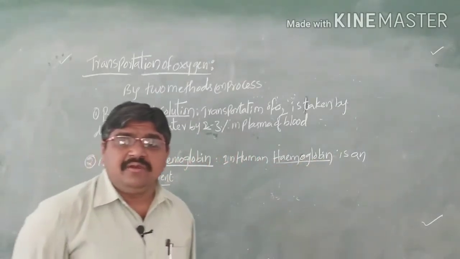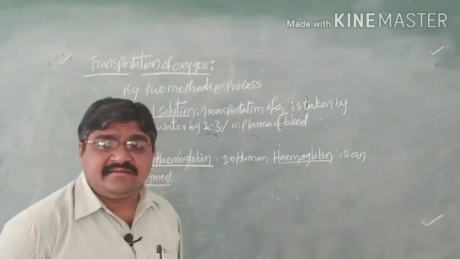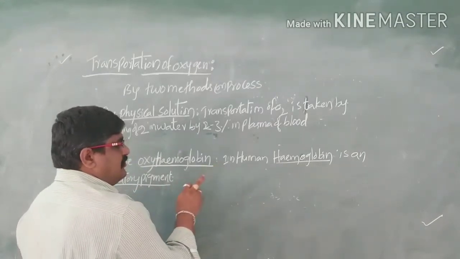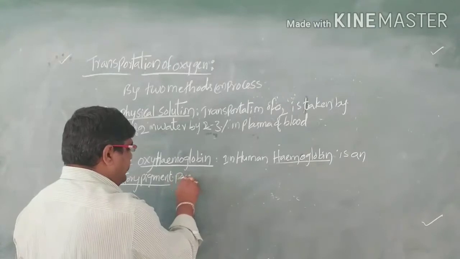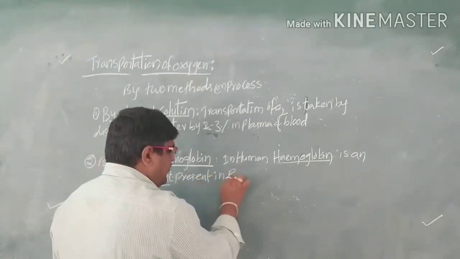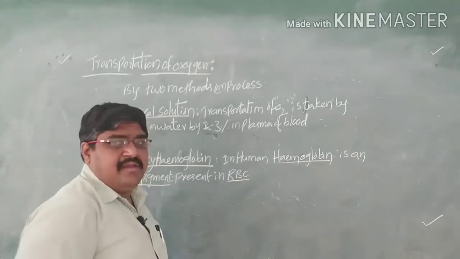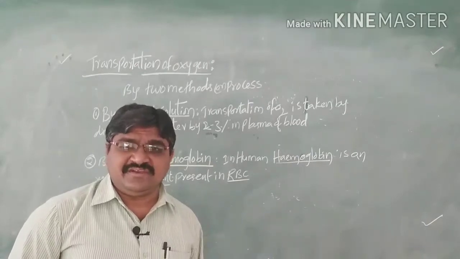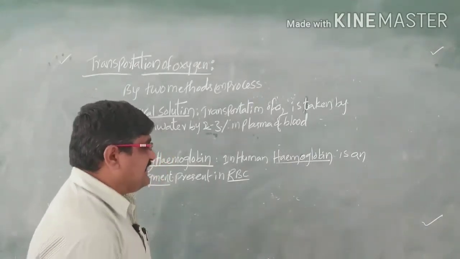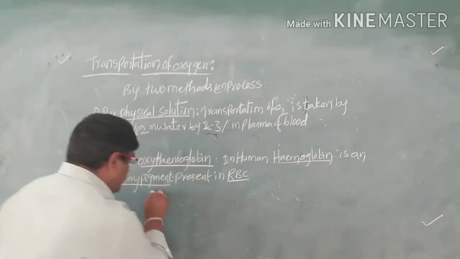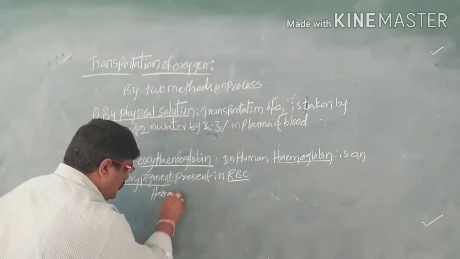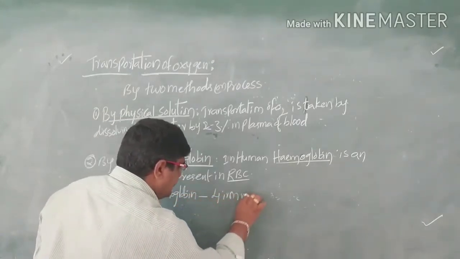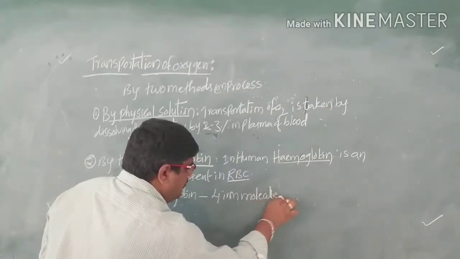This hemoglobin is present in the RBC. It is a respiratory pigment present in the red blood corpuscles. In the red blood corpuscles, hemoglobin consists of 4 iron molecules.